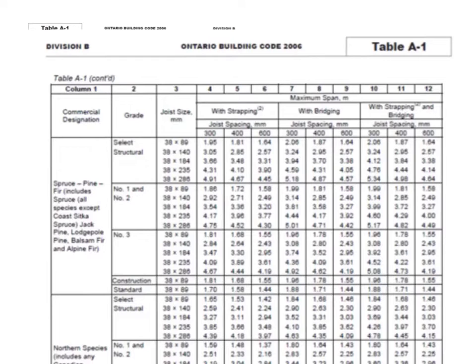So our maximum span shown here is given in meters. So what that's telling us is if I had a 38 by 184 select structural right there, which is a 2 by 8, and I had my joist spacing at 300 millimeters, which is 1 foot or 12 inches, with bridging, that I could span 3.94 meters. So I could span 3.94 meters with a 2 by 8 if my joist spacing is 12 inches on center and I'm using bridging.